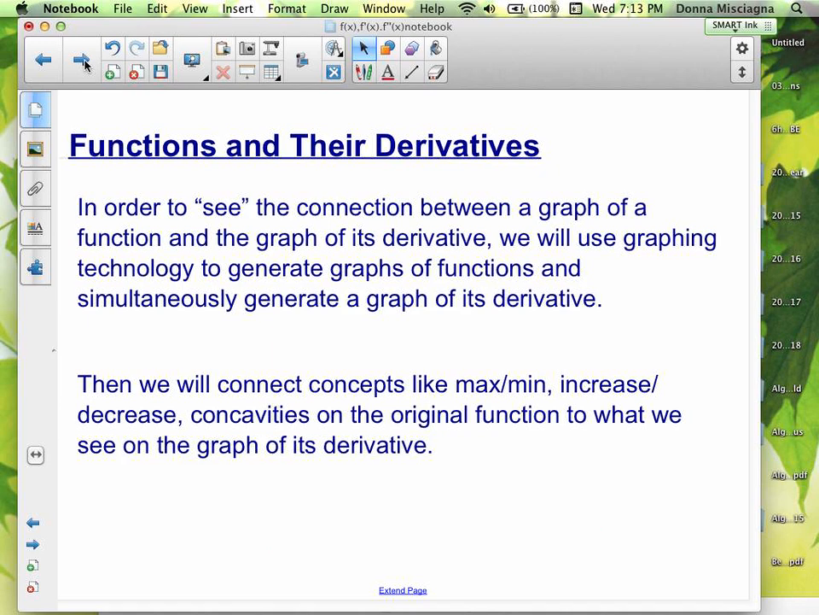In order to see the connection between a graph of a function and the graphs of its derivatives, we're going to use some graphing technology to generate graphs of functions, I already did that, and simultaneously generate a graph of its derivative. Then we'll connect concepts like max and min, increase, decrease, concavities of the original function, and what we see on the graphs of its derivatives.